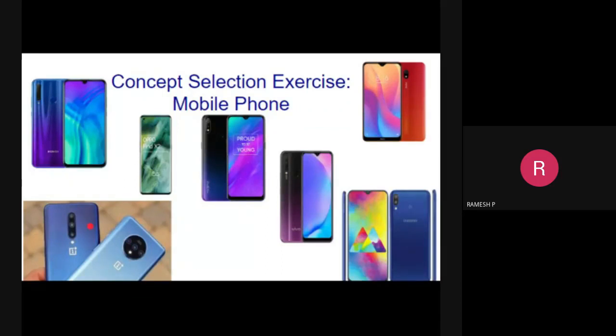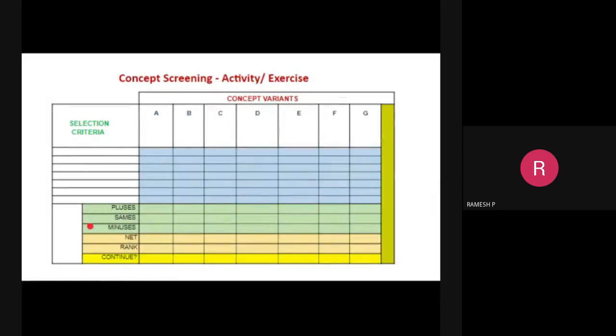Now I request you to upload such an activity towards the end of this session, and you may also practice this interactively. You may have another 10 to 15 minutes. That is initial concept screening.